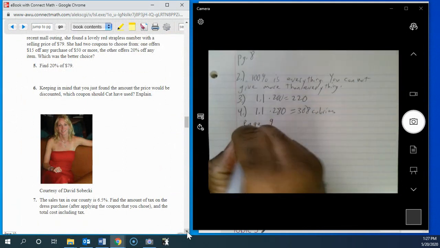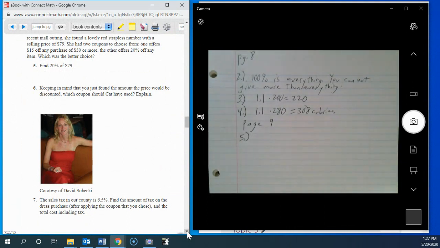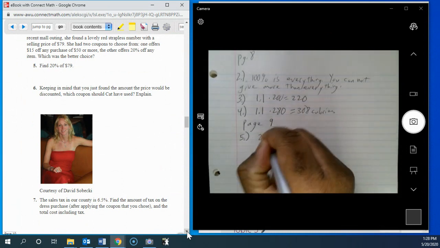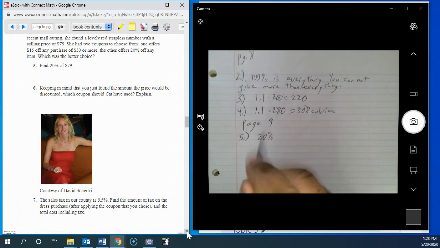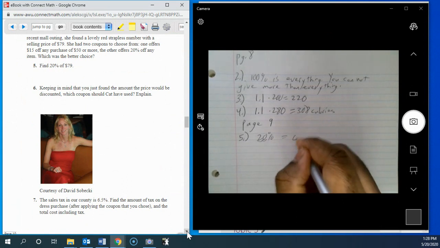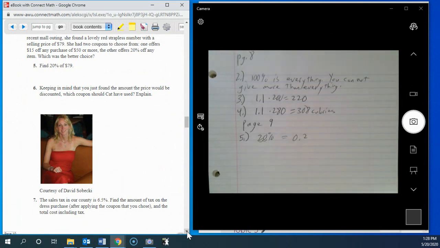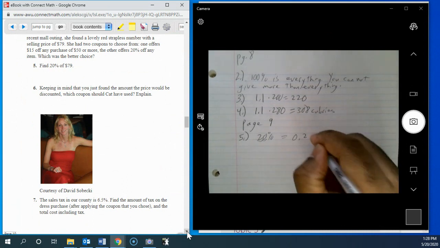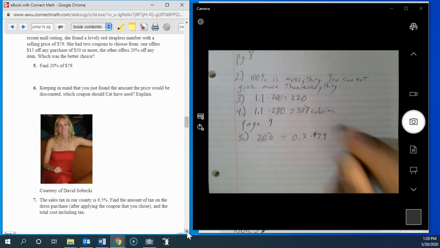Okay, problem number 5. Now it says find 20% of $79. So basically we want to change that 20% to a decimal. Now you have the option. We could take the percent sign off, and we know the decimal is at the end, and move it 2 places to the left. And that would give us 0.2 or 0.20. Then we will multiply it by $79. So it'd be 0.20 times 79.